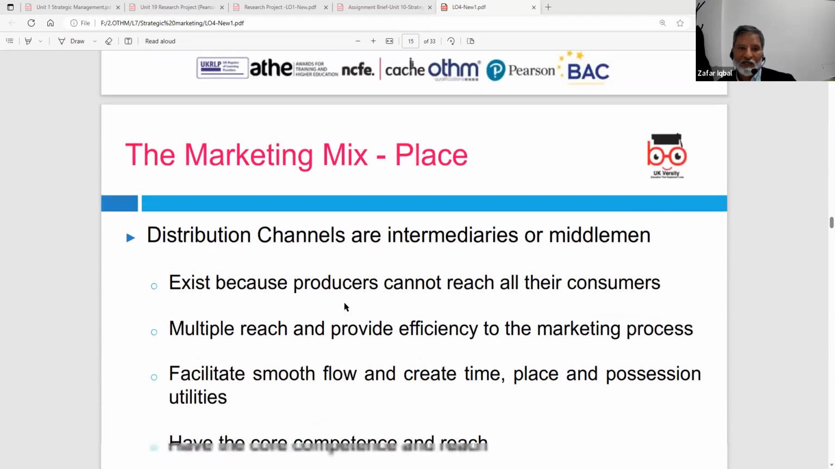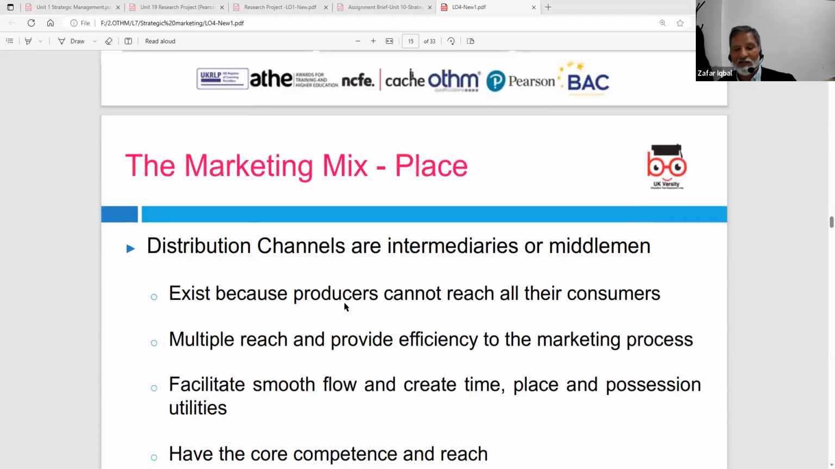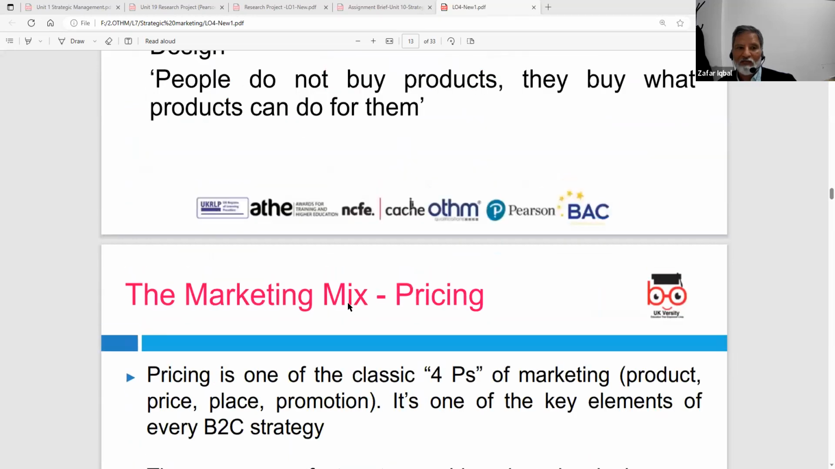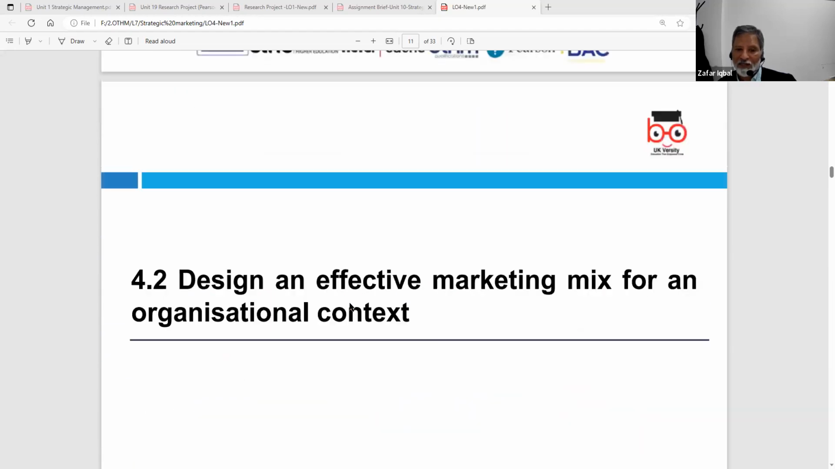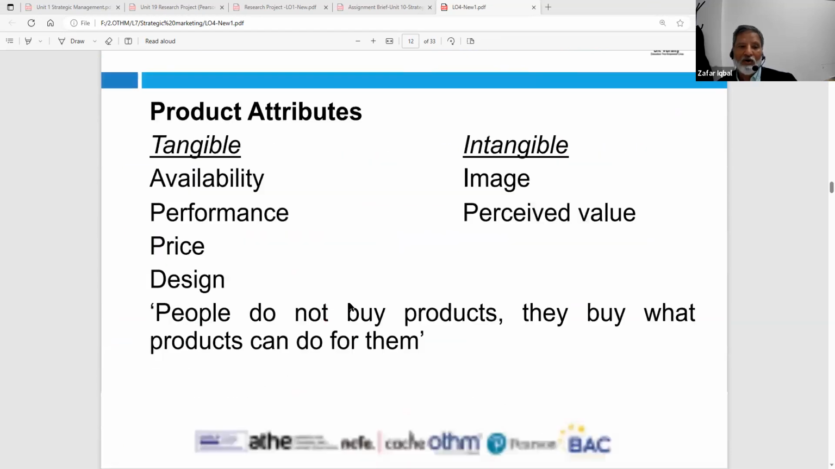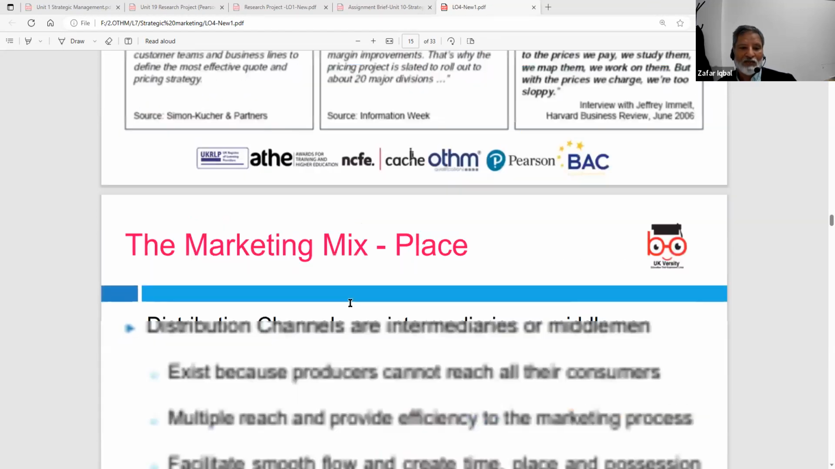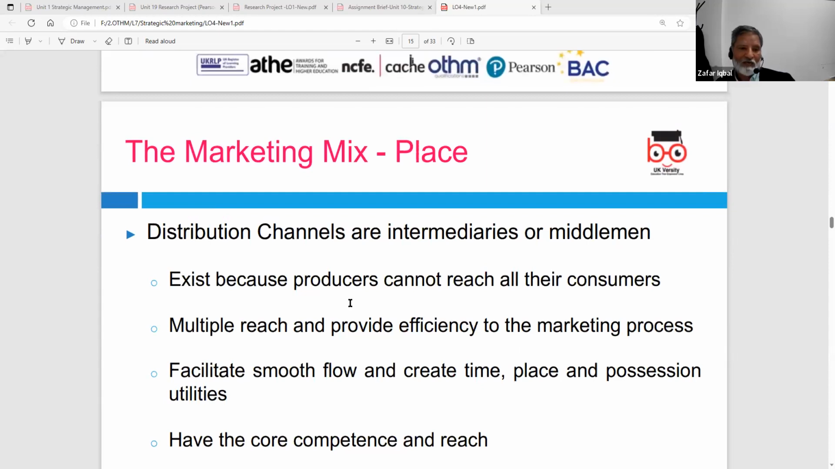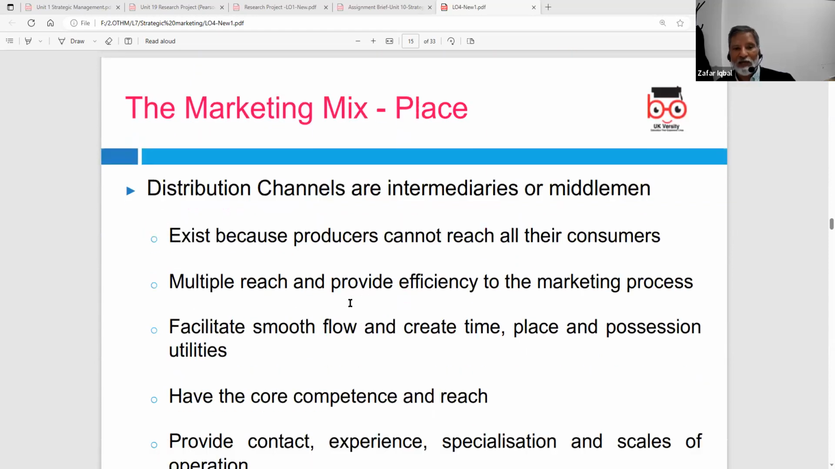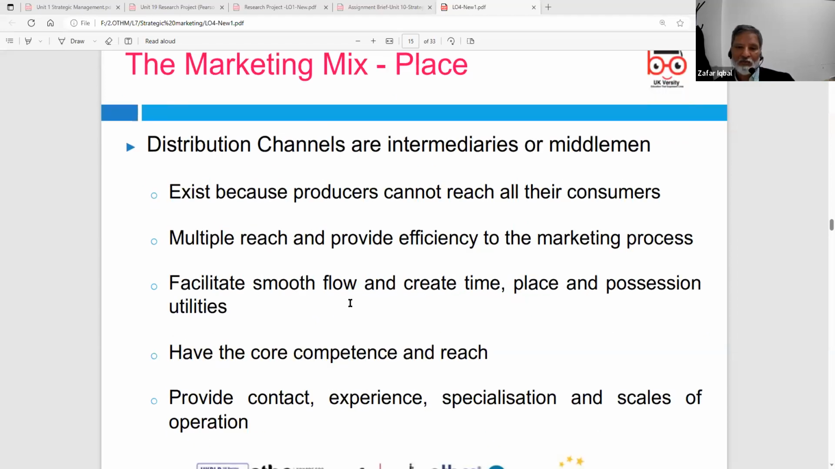Okay. The third element when we're looking at the marketing mix, okay, 4.2, design an effective marketing mix. Okay, so how can we design the marketing mix? Looking at the place, second one, we want to make sure that the places we choose to sell our products are reachable to our customers. Okay, the distribution channels, or the places that people will go and buy our product, are easily accessible for them.